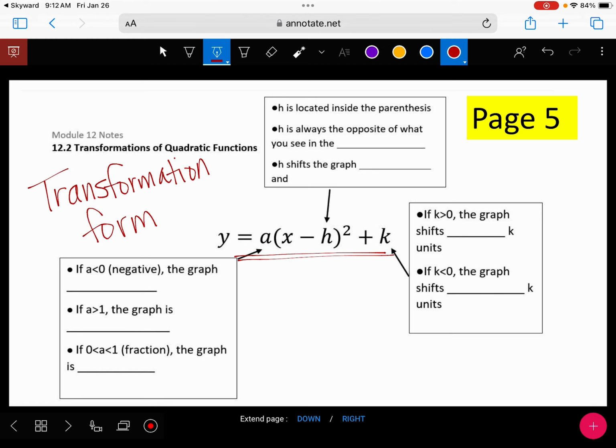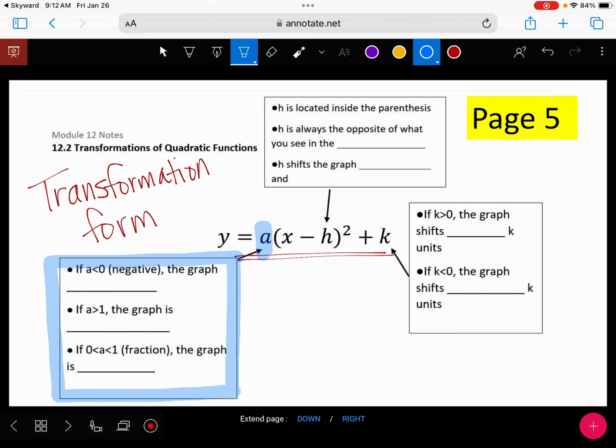So on Wednesday when we began Chapter 12, we talked about the 3 different ways to write a quadratic equation. One was general form, one was factor form, and the last way is transformation form. When you have a quadratic written in this format, it's super helpful. There are 3 numbers that will tell us everything we need to know in order to graph it. The first one is A. So let's talk about A.